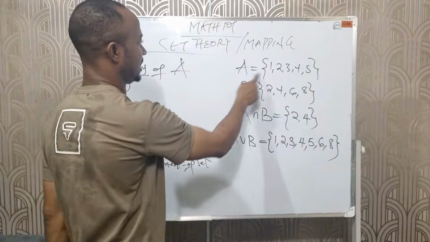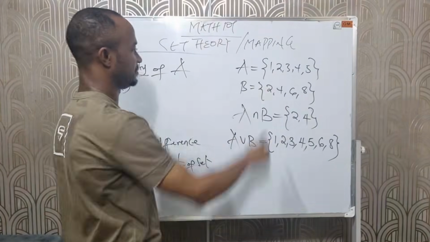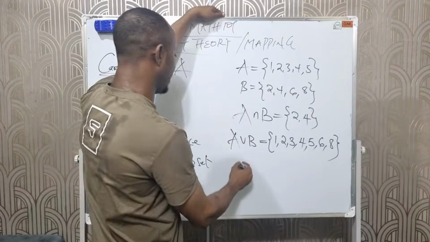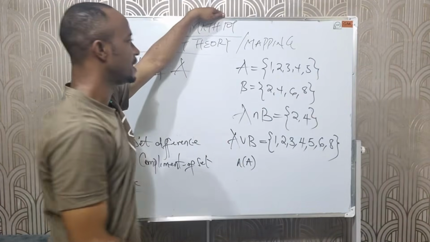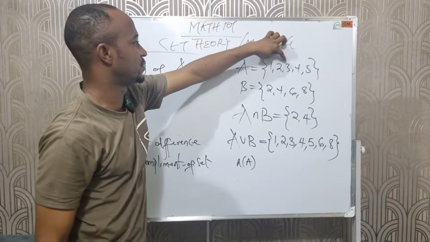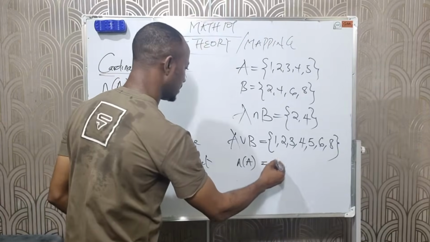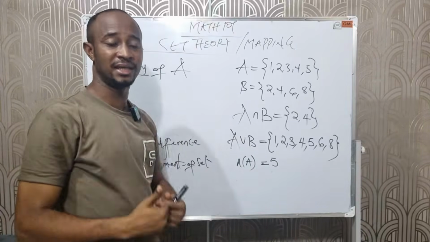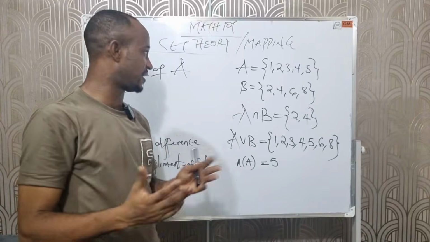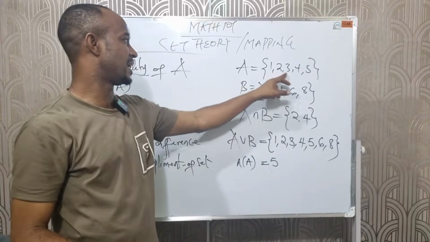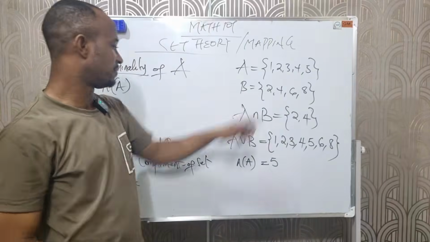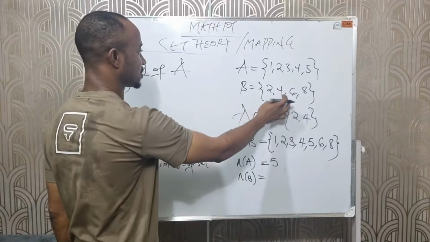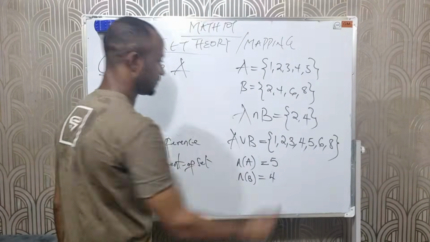If you look at this, set A is 1, 2, 3, 4, 5. Set B is 2, 4, 6, and 8. If you are asked to find the number of elements of A, how many elements can we get in A? 1, 2, 3, 4, 5. The answer is 5. Elements of a set are those things that are contained in a given set. How many are there here? There are 5 in number. But for B, the number of elements in B is simply 1, 2, 3, and 4. The answer is 4, right?